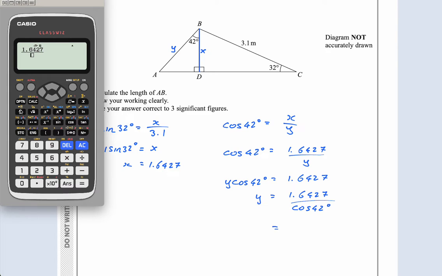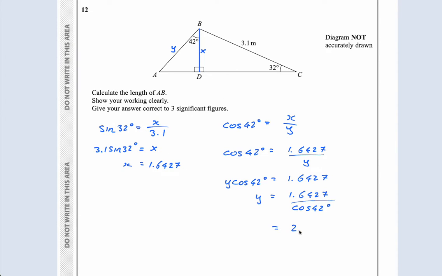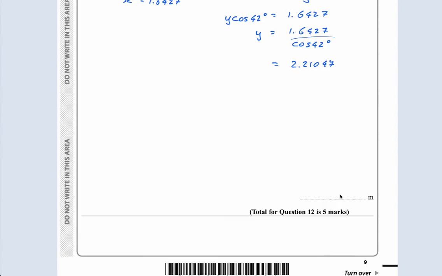1.6427 over cos 42 equals 2.21047. He says 3 significant figures. 3 significant figures is 2.21. So I'll write here 2.21.